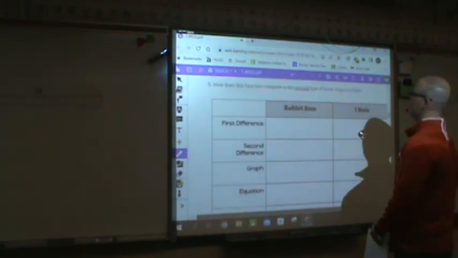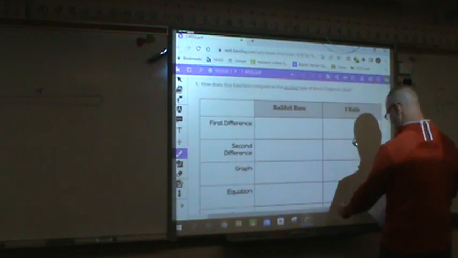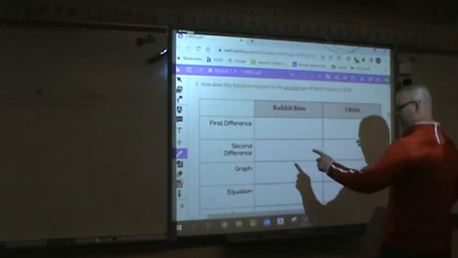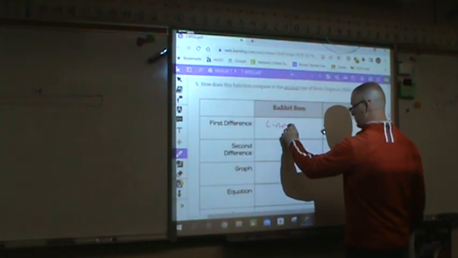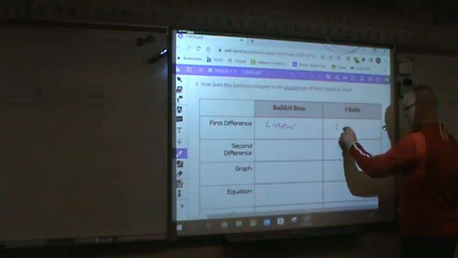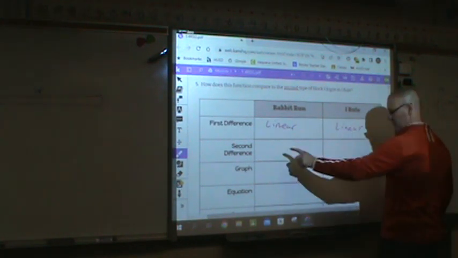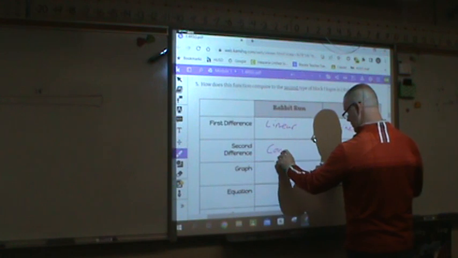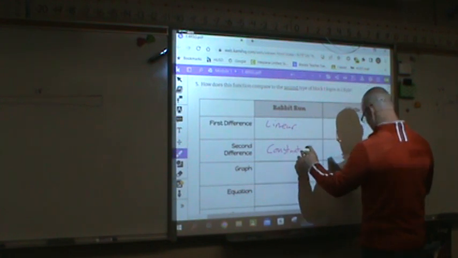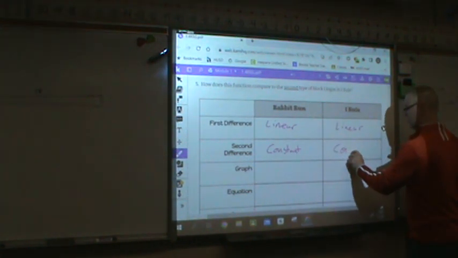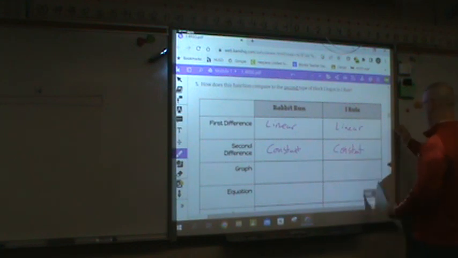How does the function compare to the second type of the block and eye rule? And we'll finish this up. The first difference is linear. In the rabbit run and the eye rule, it's also linear. The second difference is constant, and it's also constant over here. The graph of the rabbit run.